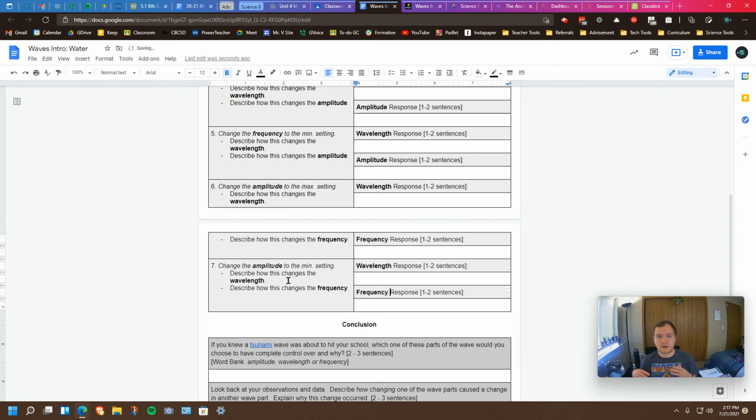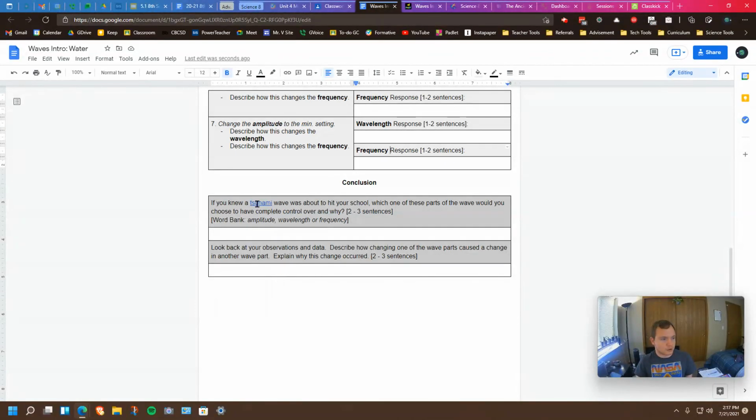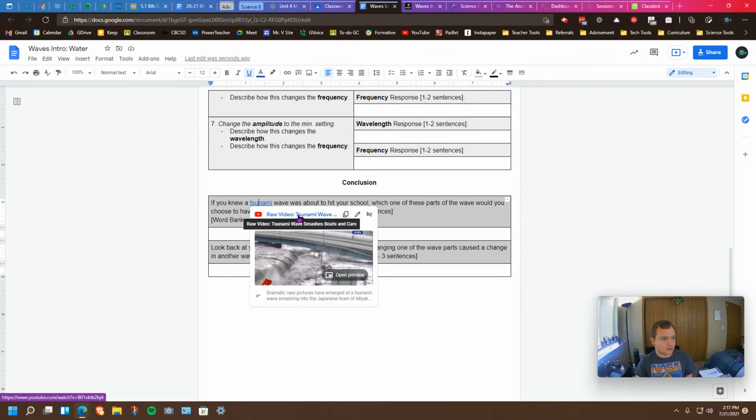So it's really about understanding basically how frequency, amplitude, and wavelength are kind of interconnected. Almost like if you remember back to Unit 4 when we talked about force, mass, and acceleration, this is a similar-ish idea. How are those 3 properties of waves connected? And you'll be able to observe those things by doing some of these changes and writing about it. There's 2 conclusion questions, and you should be good to go.